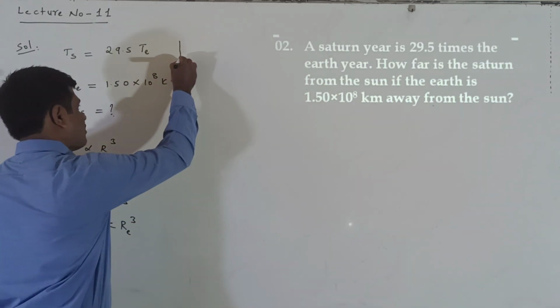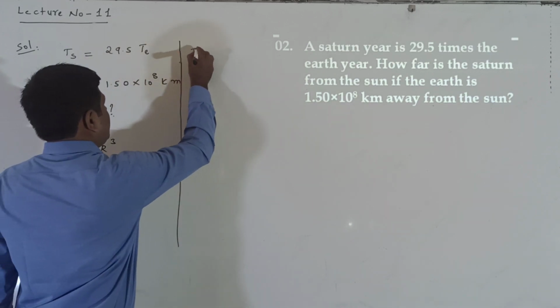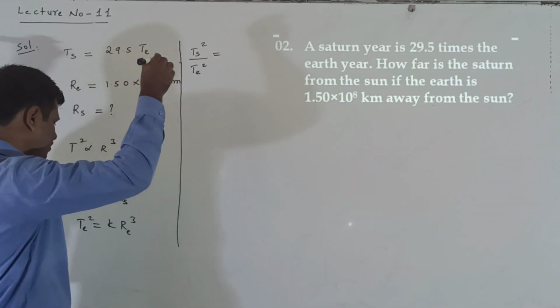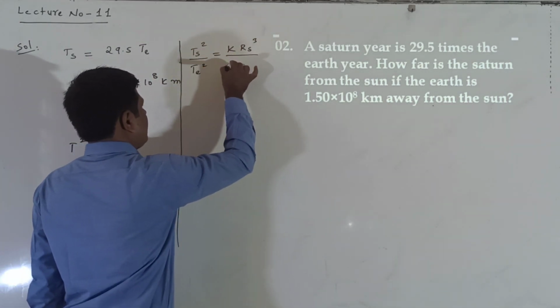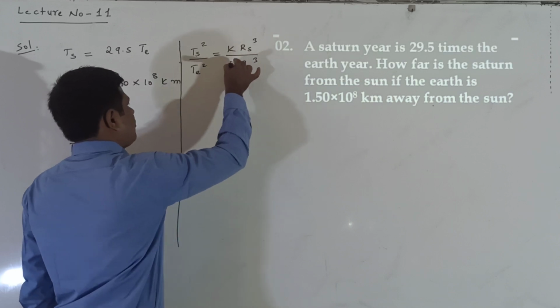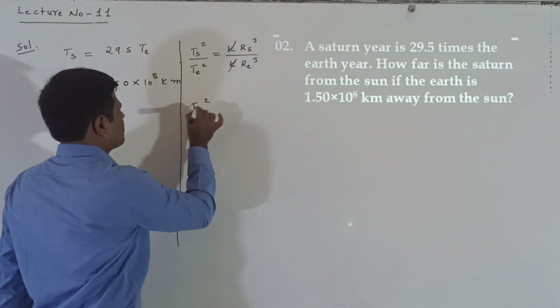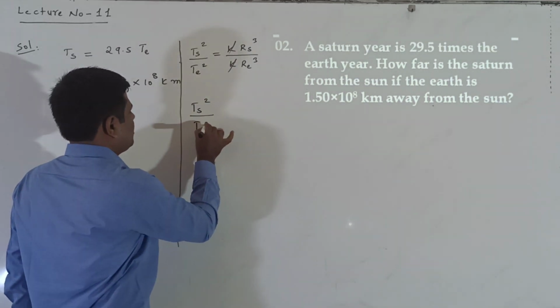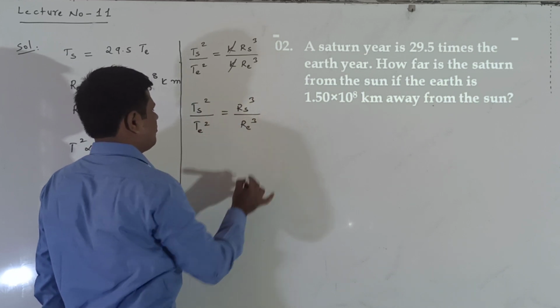Now, first I am changing the formula. Ts square by Te square is equal to K into Rs cube by K into Re cube. K gets cancelled. Now Ts square by Te square is equal to Rs cube by Re cube.